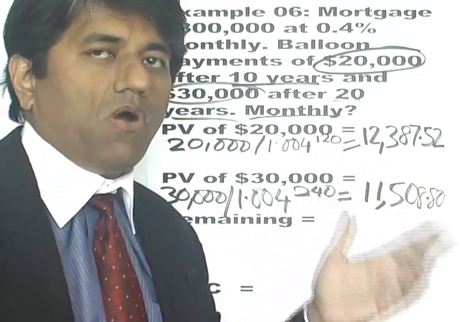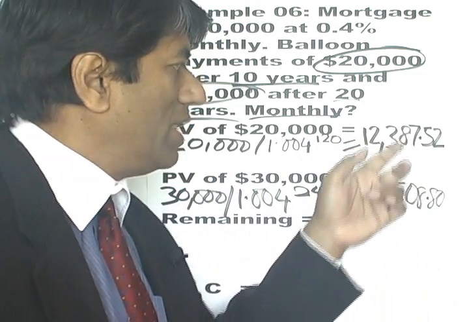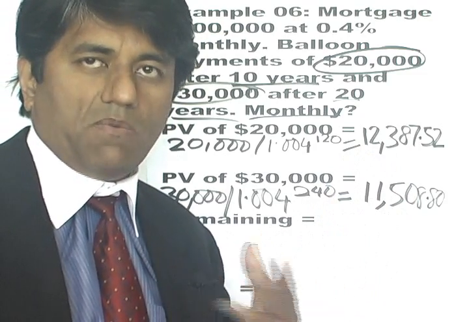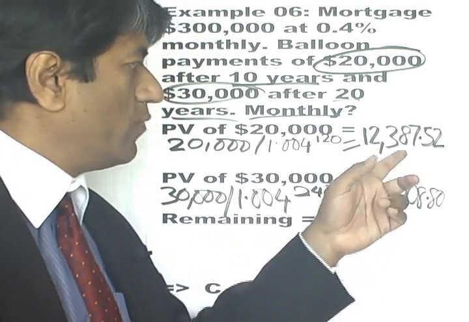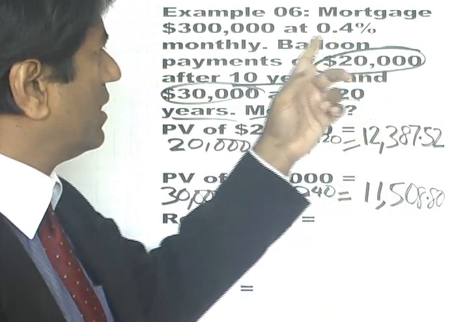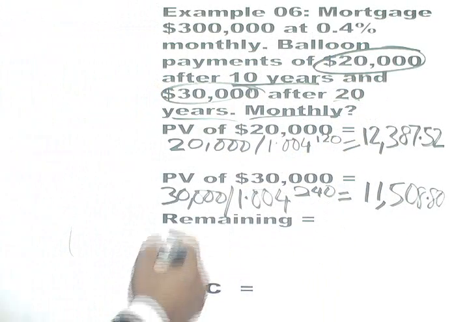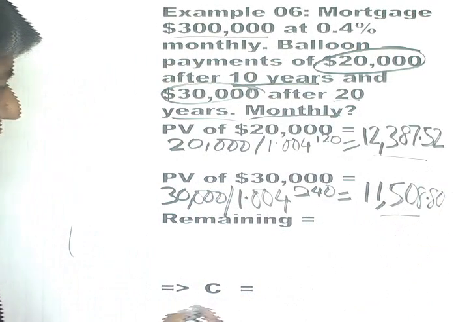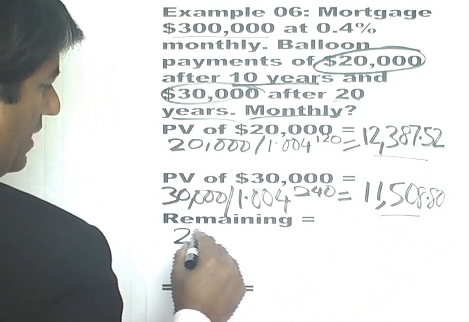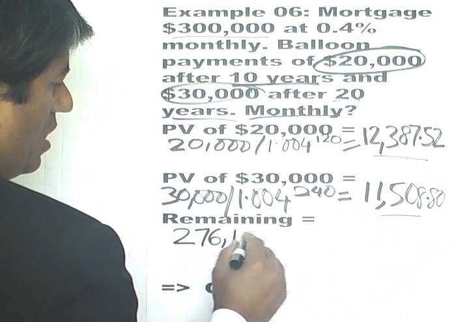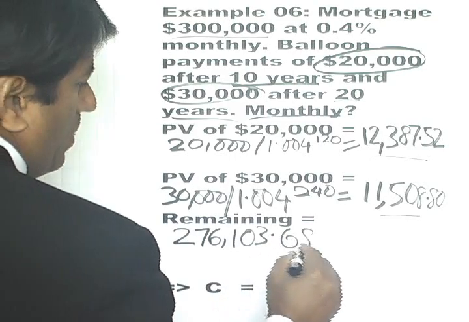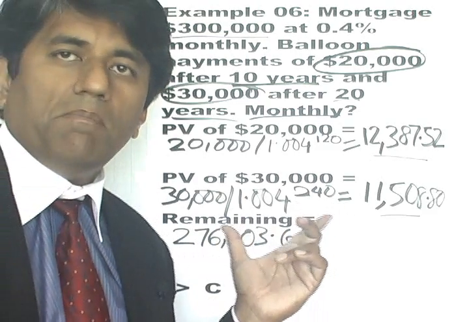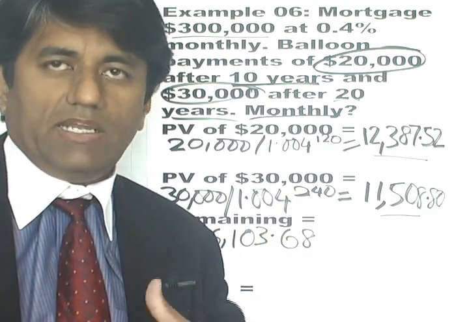So think of now the borrowing as being repaid by these two balloon payments plus the annuity, which is going to be the mortgage repayments which the borrower makes. So we are going to subtract these two from the current borrowing of $300,000. So from $300,000 you subtract this and you subtract this, and what you get is $276,103.68. So this is the amount which has to be repaid by the annuity, the monthly repayments which the borrower is going to make.